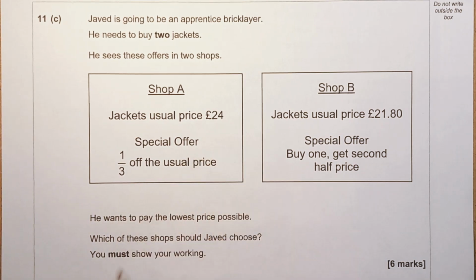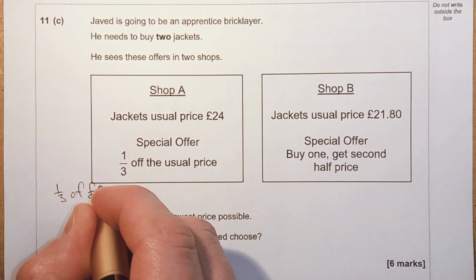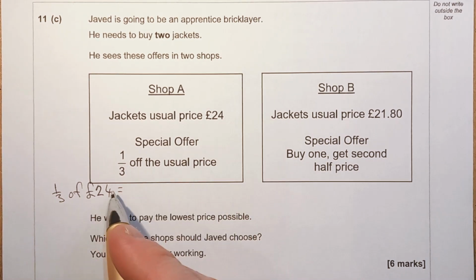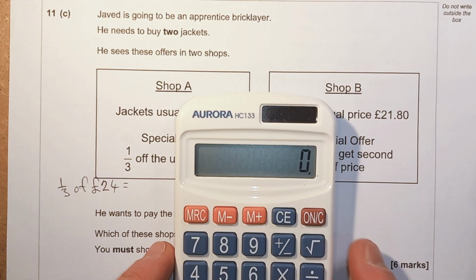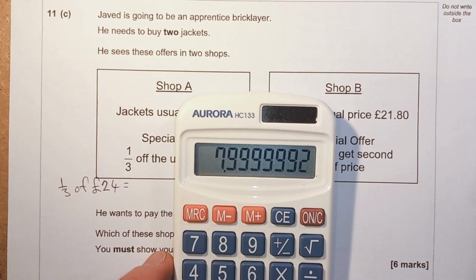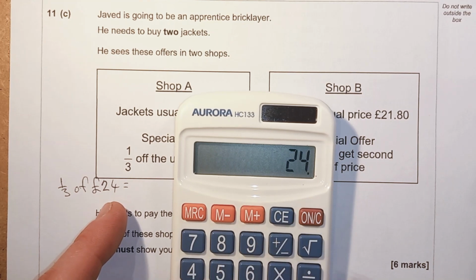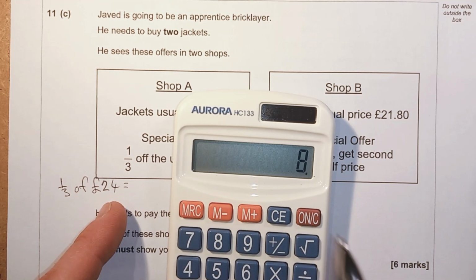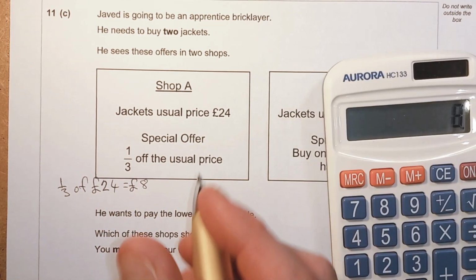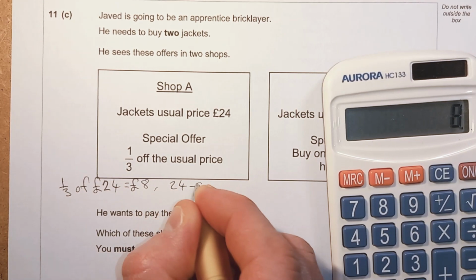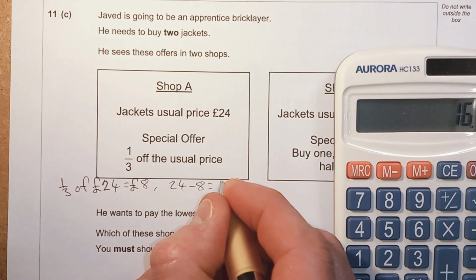Right, we're a third off the usual price. Let's start with Shop A. So we want 1/3 of £24. We'll work out the discount and then take it off the 24. Now you might have seen this thing before, where if we do 1/3 of 24, we're going to get a bit of a rounding issue, which isn't too difficult. We can round it up to 8. But if we do the whole number first, so 24 times 1/3, it's tidier for us. So the discount is £8. So if we take that off of the original price, 24 minus 8 means that they're £16 each.